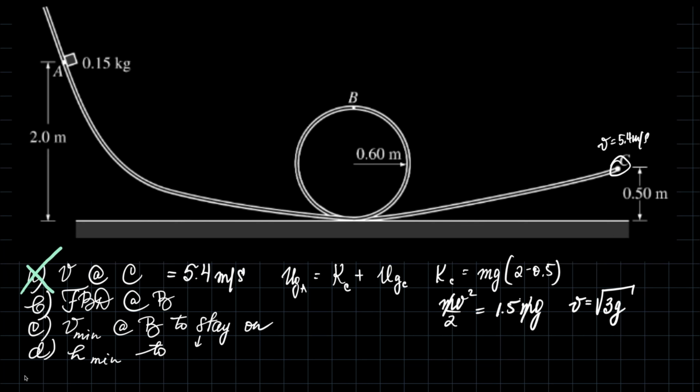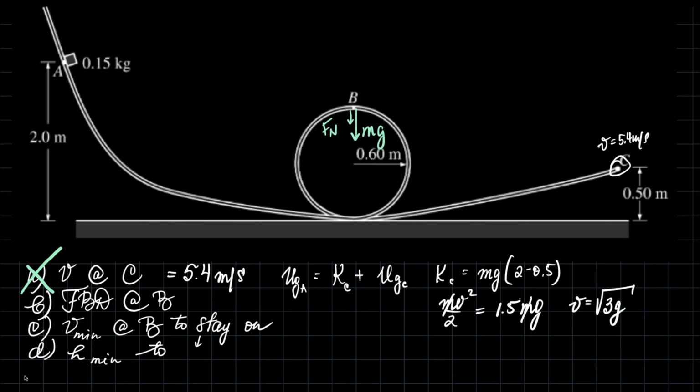B, we need to draw a free body diagram for the object at point B. At point B, it will have a certain amount of velocity, and assuming that it stays at the top, it will have centripetal force formed by gravity plus normal force. Depending on how fast it moves, it might move so slowly that there's no normal force, and if it moves even slower than that, it won't even stay on the loop.